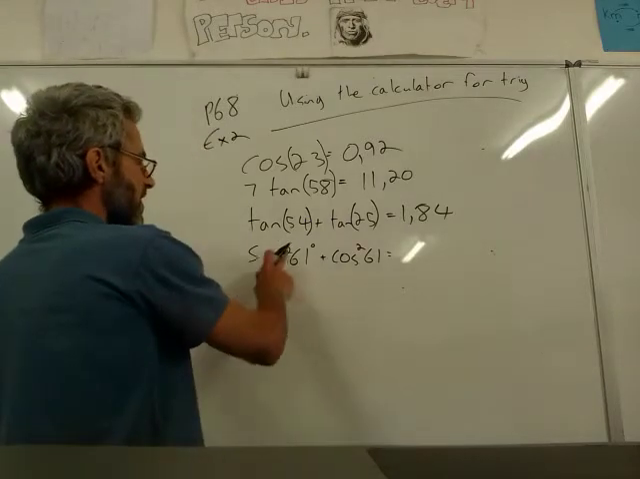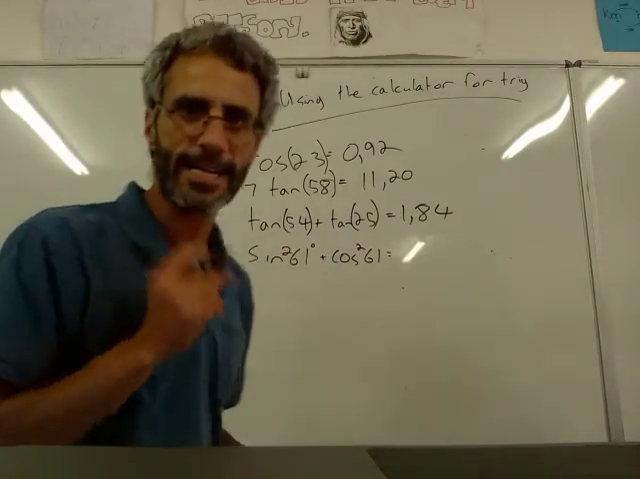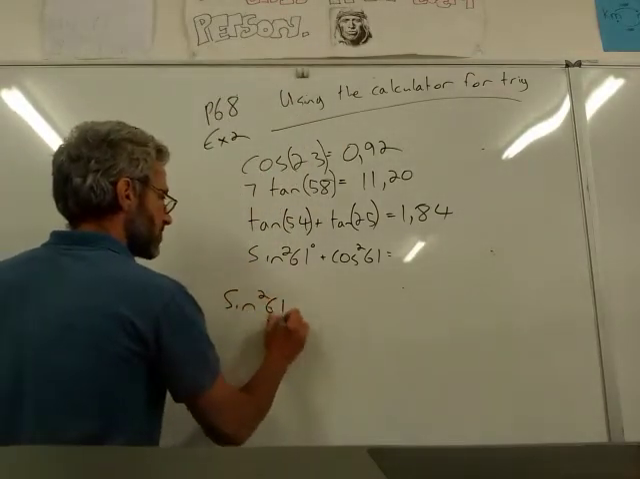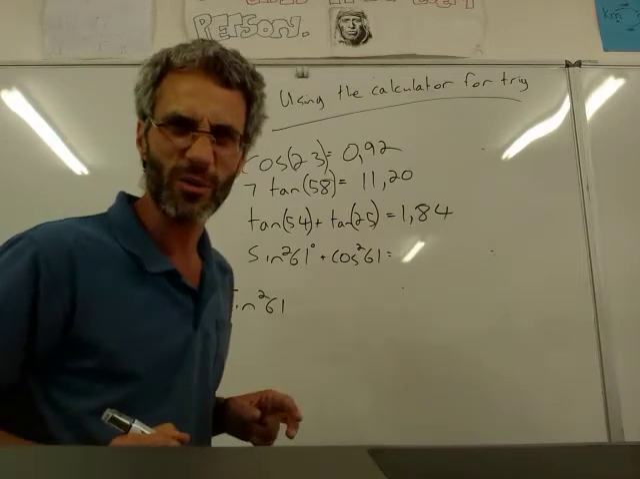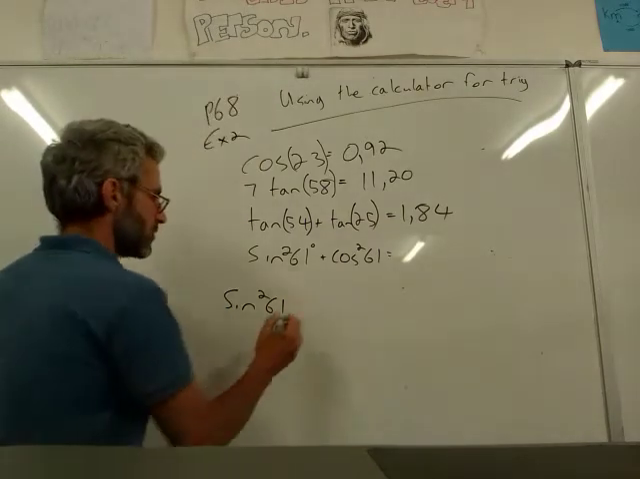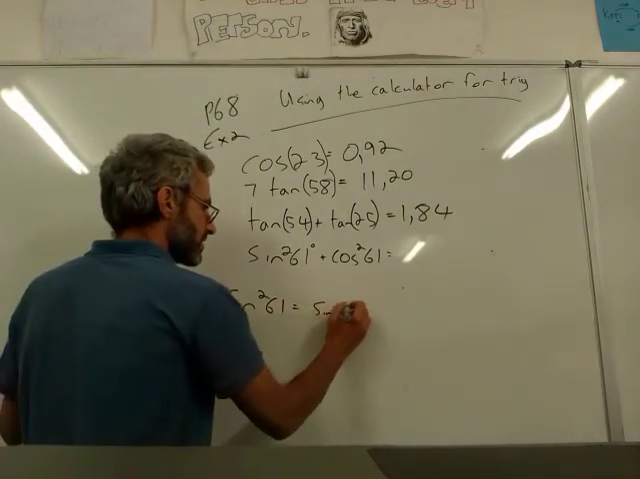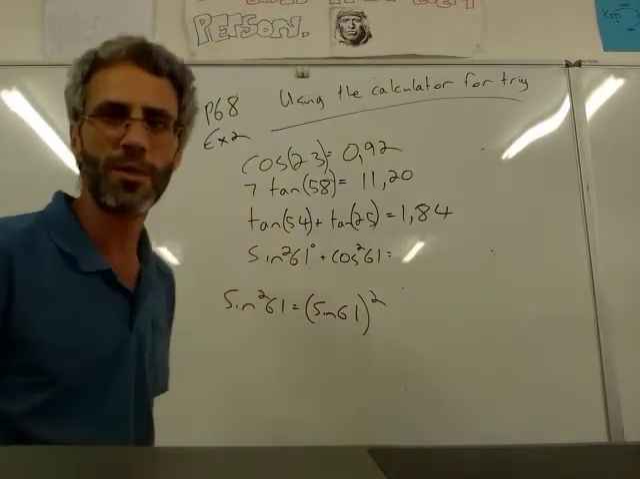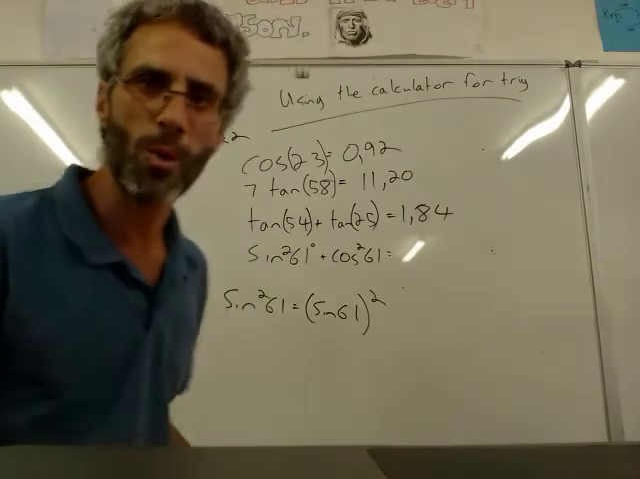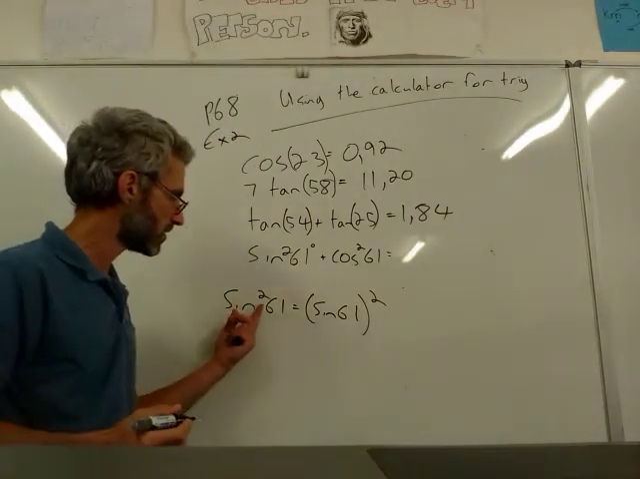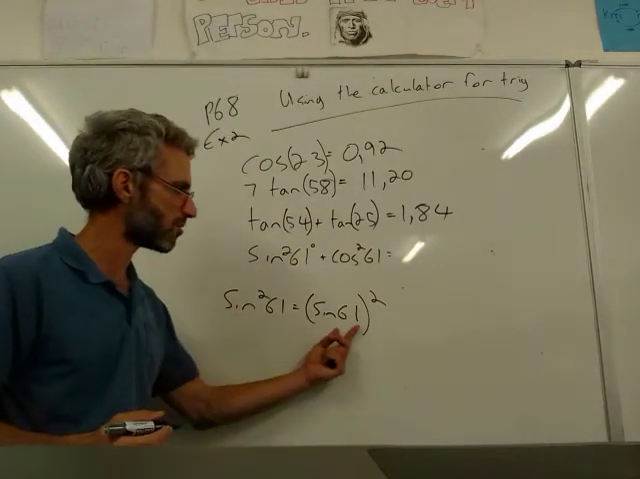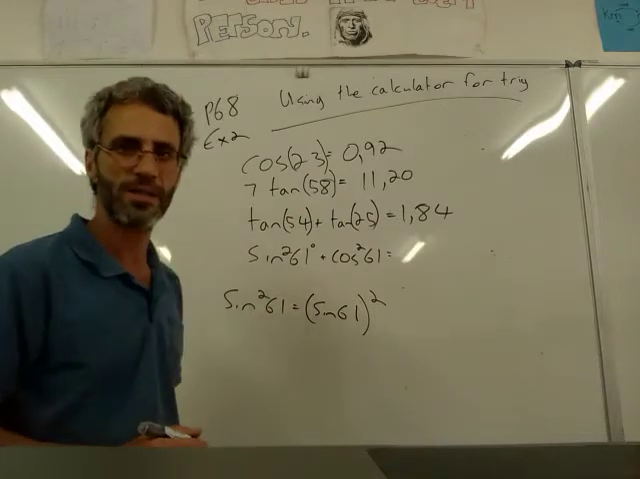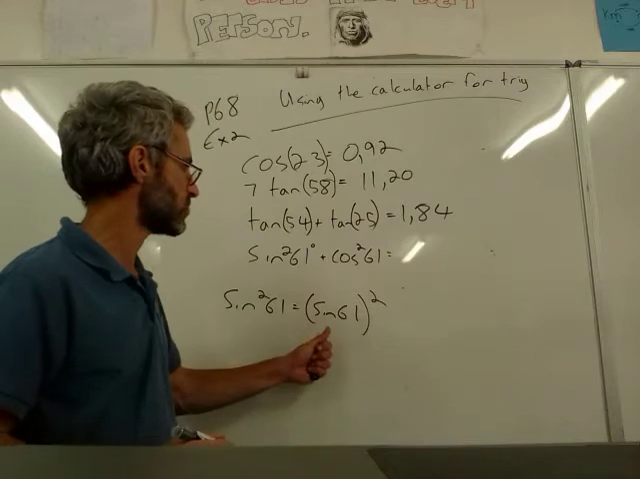I've got sine square 61. I need to explain that. What is sine square 61? I know it's a bit funny when you first look at it. Sine square 61 means sine 61, all of that squared. Don't ask me why, but that's how we write these things. We never write it the other way. We write it like this. That's just how it is. Sine square 61 is sine 61 squared.